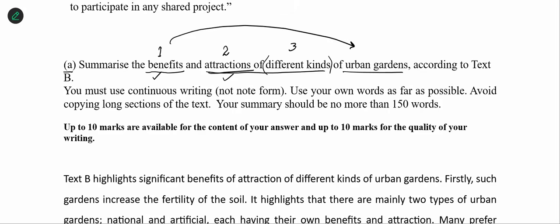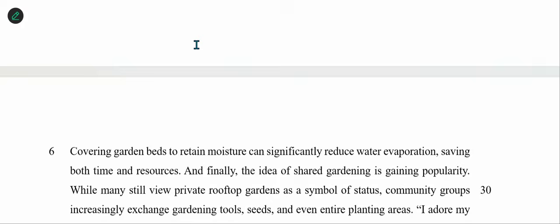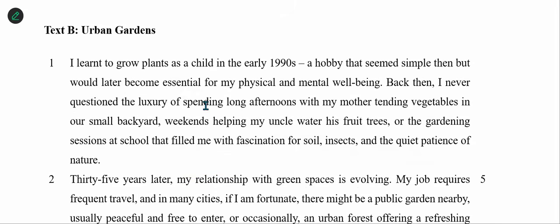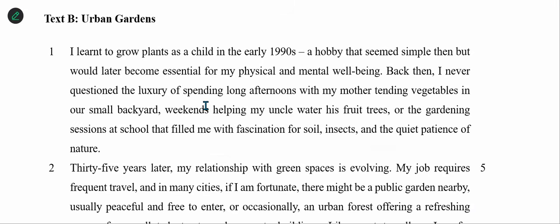Once you have understood the nature of the question, go back to the passage. Here it is, the passage is text B, urban gardens. Start reading it, and keep on underlining where you find the benefits, where you find the attractions, and where the passage talks about the different kinds or types of gardens.